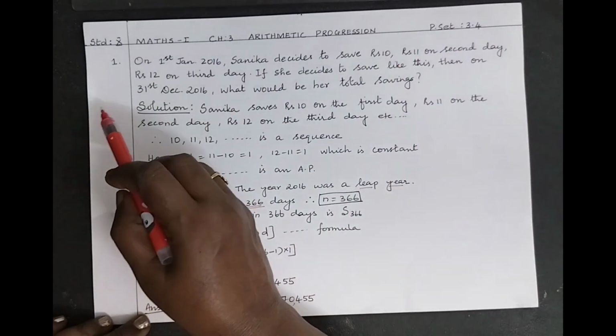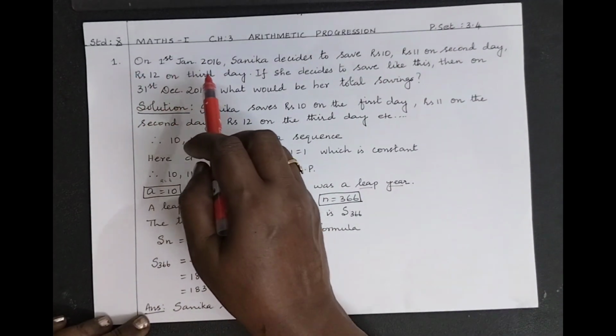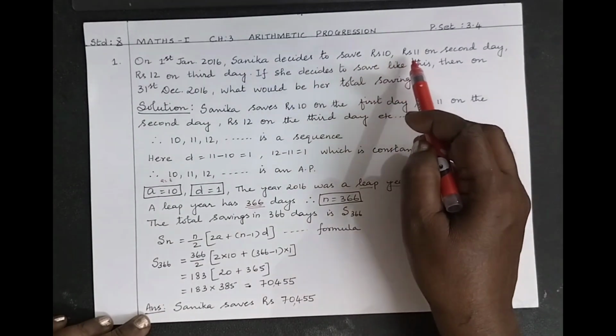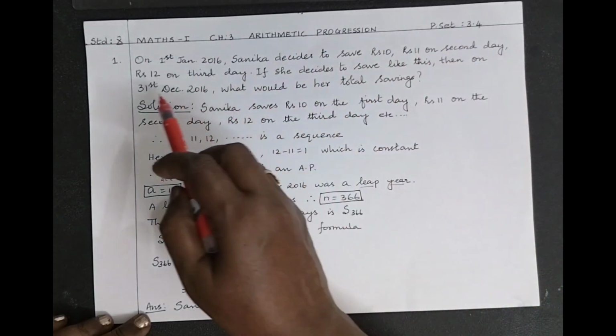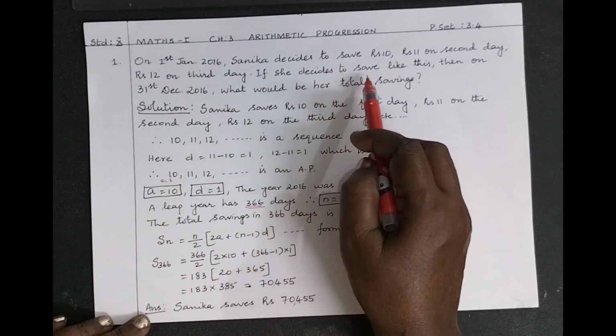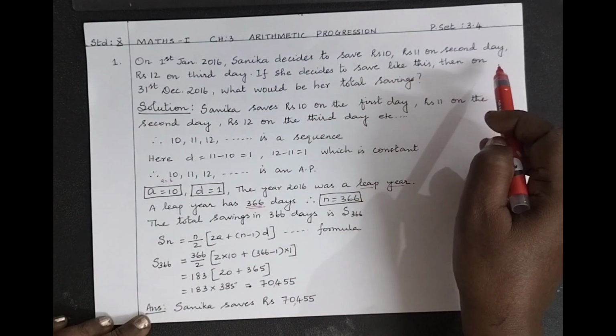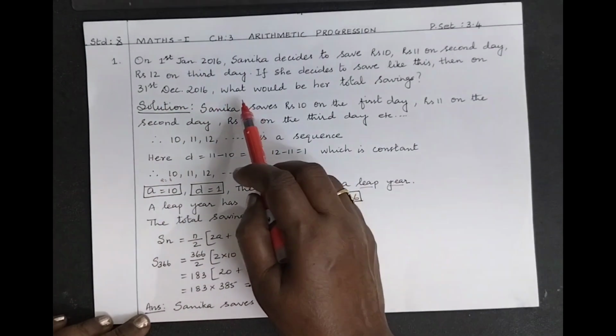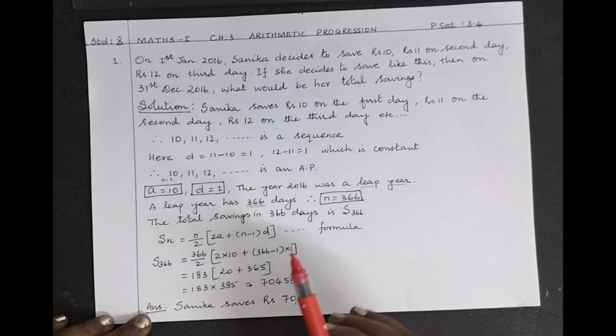The first question is, on 1st January 2016, Sanika decides to save rupees 10, rupees 11 on the second day, rupees 12 on the third day and so on. If she decides to save like this, then on 31st December 2016, what would be her total savings?